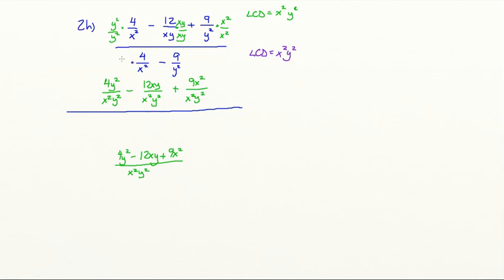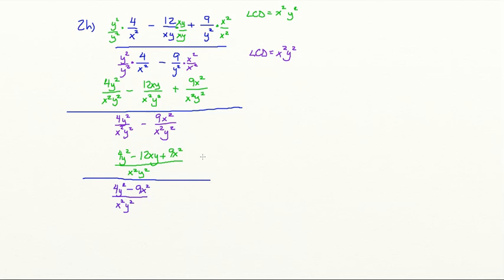So first fraction, we need a y squared. Second fraction, we need an x squared. So we're going to get 4y squared over x squared y squared, minus 9x squared over x squared y squared. We can subtract. And actually, I like that of the little fractions, they both have the denominator of x squared y squared because I can do something really neat to get rid of those fractions.